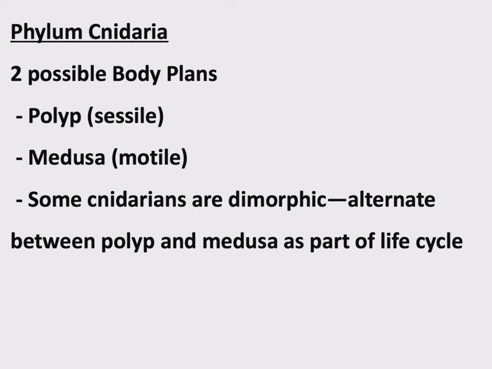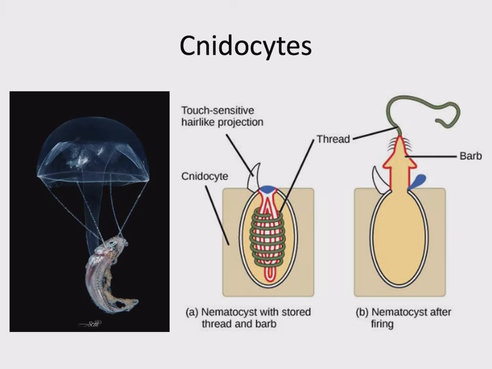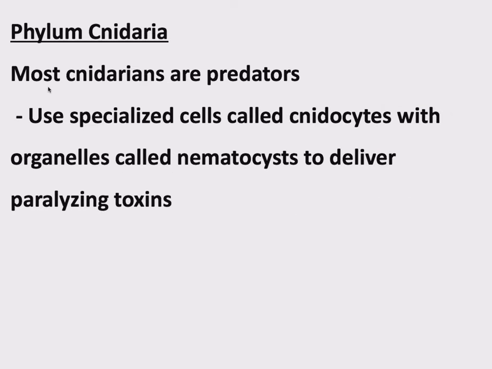Now, most, not all, cnidarians are predators in one way or another, and they use these unique specialized cells called cnidocytes. A lot of silent C's here. These cells are equipped with organelles called nematocysts. They have a touch-sensitive trigger sticking out, and contact with something causes the ejection of a barb and thread, often delivering paralyzing venom. Again, all of this is at the cell level. It's microscopic, but the venom is powerful enough to paralyze the prey, bring it into their gastrovascular cavity, and then digest it. I'm saying most because there are definitely exceptions: most cnidarians are predators using specialized cells called cnidocytes with organelles called nematocysts to deliver paralyzing toxins.